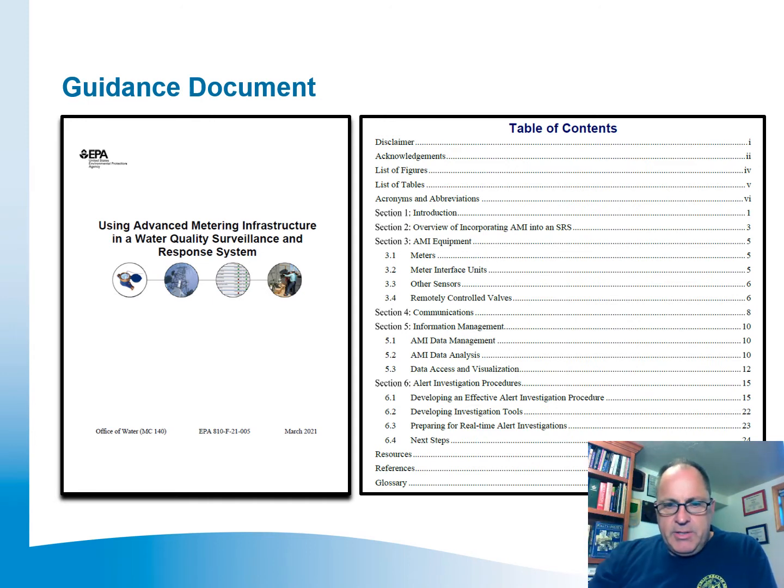The table of contents contains the major sections of an introduction, an overview of incorporating AMI into a surveillance and response system, or SRS, as well as an equipment section, which has subsections related to metering, meter interface units, other sensors, and remotely controlled valves. Communications is a major section, as well as information management. The information management section contains the subsections related to data management, data analysis, data access, and visualization. The last section, and most important in my opinion, is the alert investigation section. In addition to the main sections, there are acknowledgments, acronyms and abbreviations, resources, references, and a glossary.